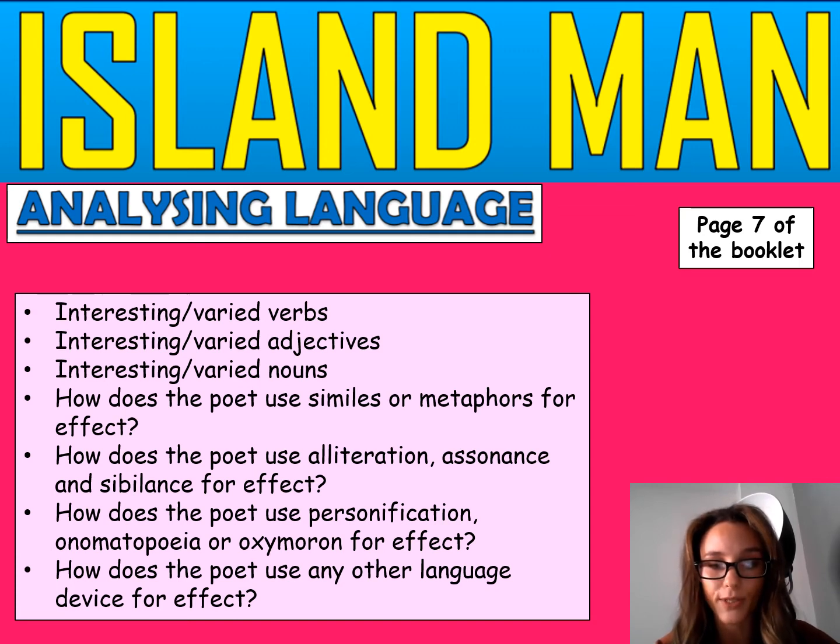How does the poet use alliteration, assonance and sibilants for effect? How does the poet use personification, onomatopoeia or oxymoron for effect? How does the poet use any other language device for effect? Now, if some of those language techniques are a little bit baffling, if you've maybe forgotten what they mean, that's okay. You don't have to concern yourself with all of that subject terminology to get high marks. It's about that interpretation and that analysis and what you do with it.